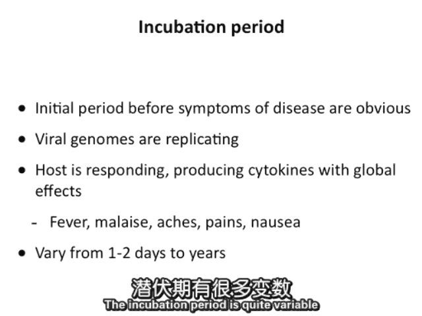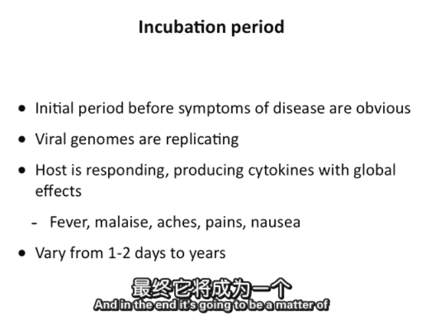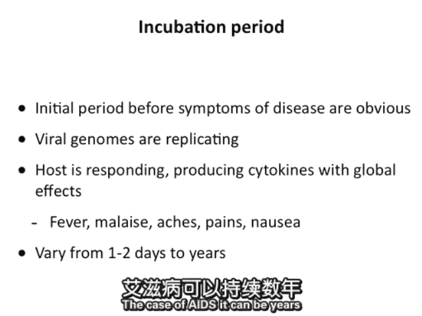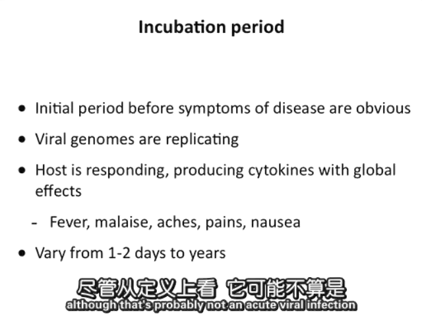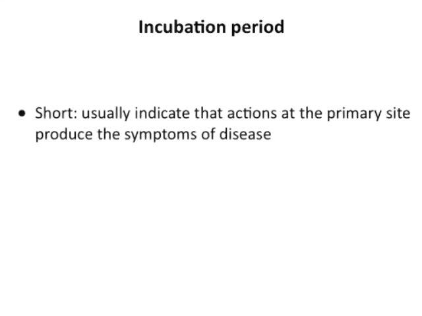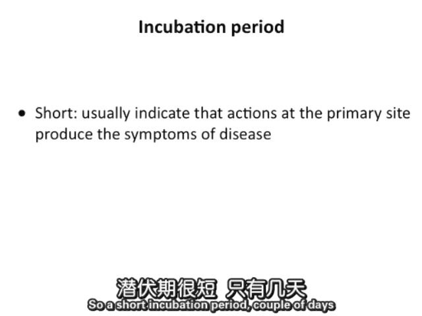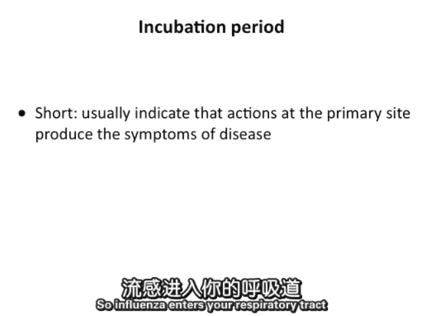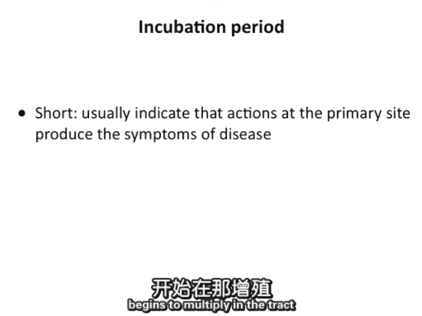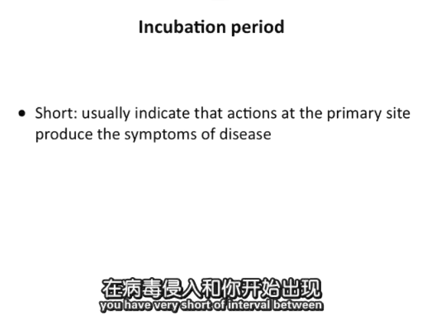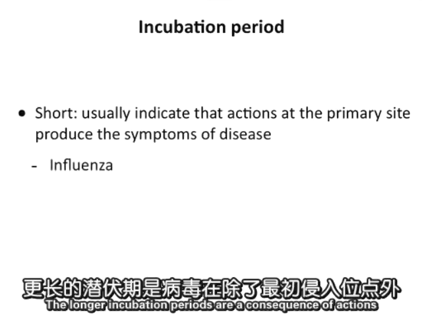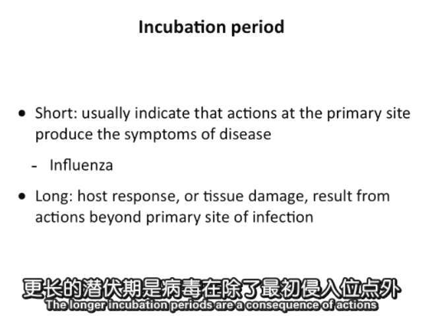The incubation period is quite variable, and in the end, it's going to be a matter of how we classify infections. It can be as short as a day or two. In the case of AIDS, it can be years, although that's probably not an acute viral infection any longer by definition. So a short incubation period, a couple of days or maybe a week at the most, or 2 weeks, usually means that the virus multiplying at the initial site of entry is what is producing the symptoms. So influenza enters your respiratory tract, begins to multiply in the tract. You have a very short interval between when the virus comes in and you start having symptoms of influenza-like illness. The longer incubation periods are a consequence of actions beyond the primary site.